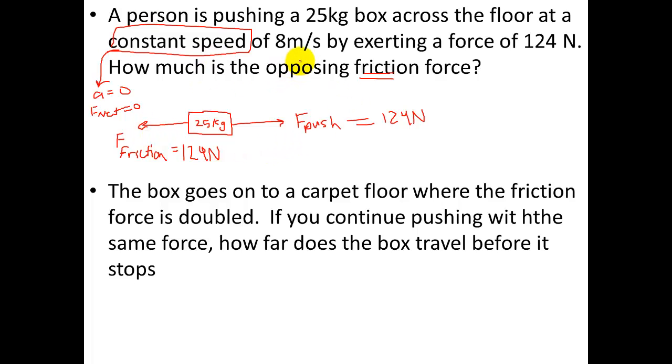So you might have been able to just look at it and be like, oh yeah, 124 newtons, no problem. But drawing this diagram is useful when the problems get more complicated. So let's look at part 2 to this problem. Suppose the box now goes onto a carpet floor where the friction force is doubled.